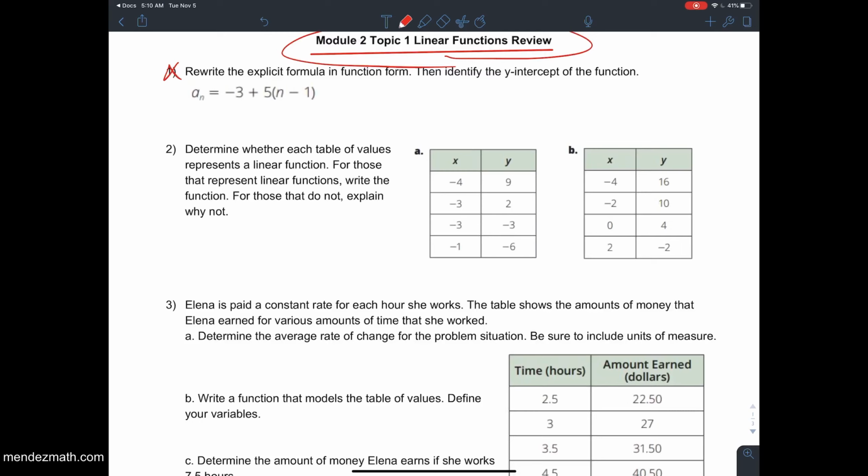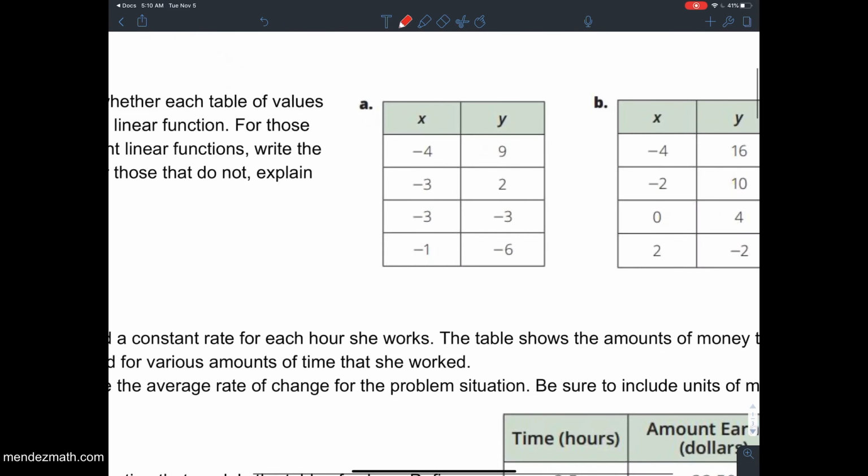So, the best way to go about this is to see if there's a pattern. So, let's look at this first one here. It's increasing by 1, right? Every time by 1. So let's check the pattern here. From 9 to 7, it's decreasing by 7. This is decreasing by 5. This is decreasing by 3.